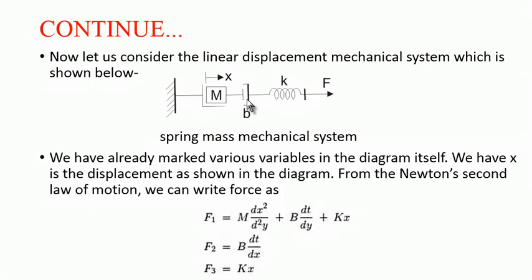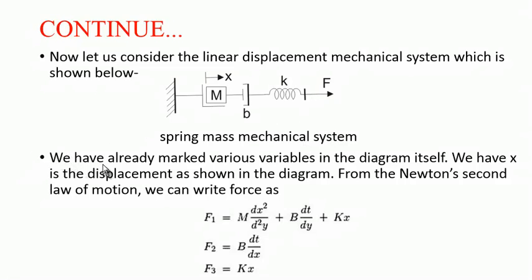Usually in a mechanical system we have to consider three components, that is spring, mass and damper. In this, let us consider only two components, that is spring and mass. That's why it is called a spring mass mechanical system.